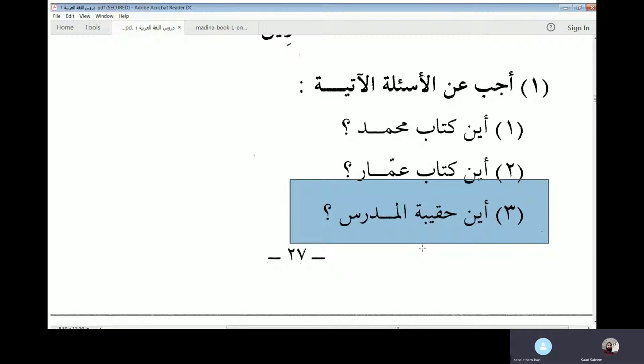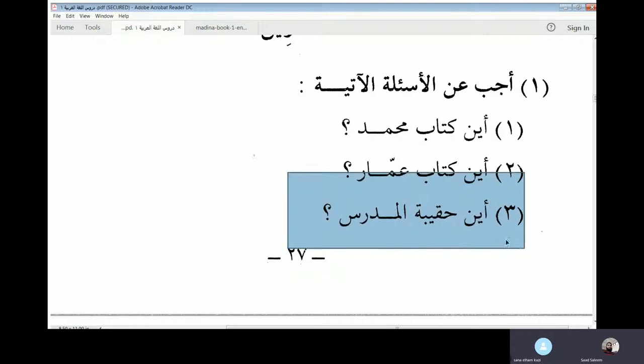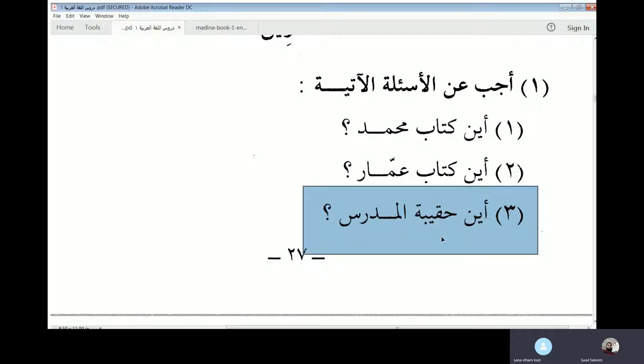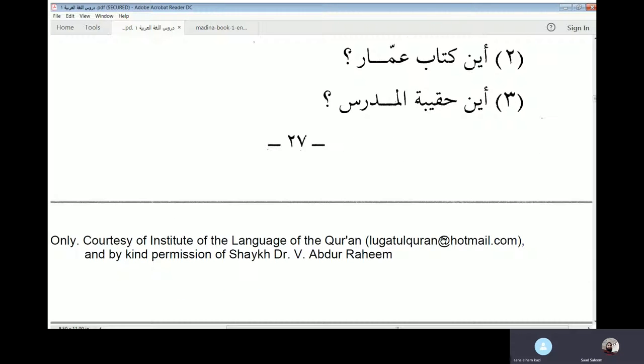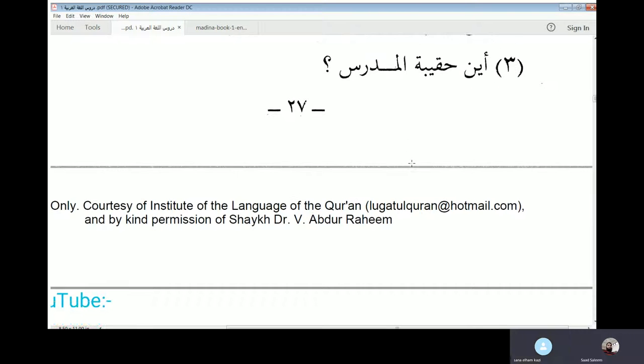Aina haqibatul Mudarrisi. Remember that ra has kasra. Where is the bag of the teacher? Hiya tahtal maktabi. It is under the table. Why do we use kasra with maktab in the answer? Tahtal maktabi because tahta is not a preposition, but it makes the next word majroor. So because of tahta, we are using kasra.